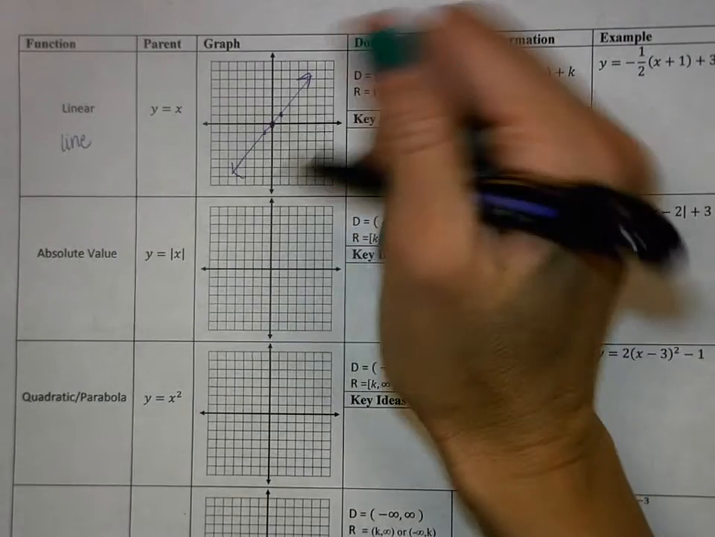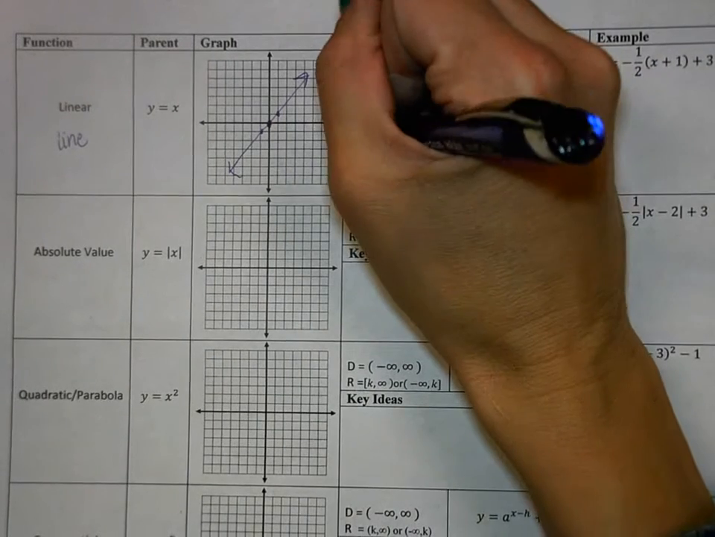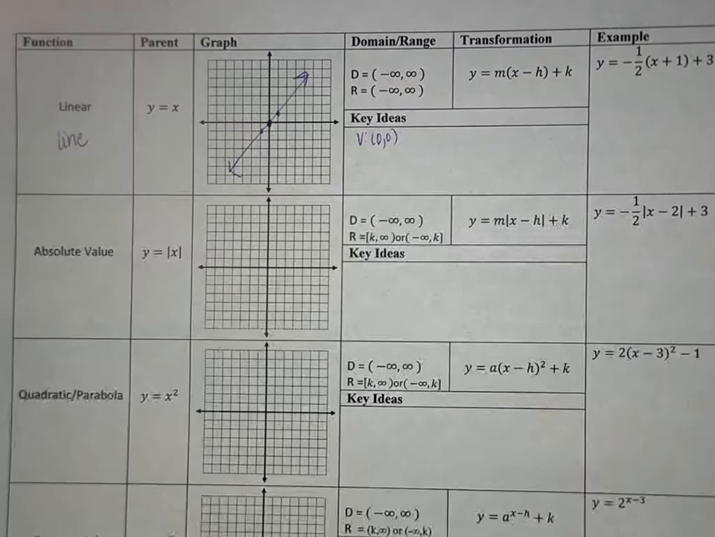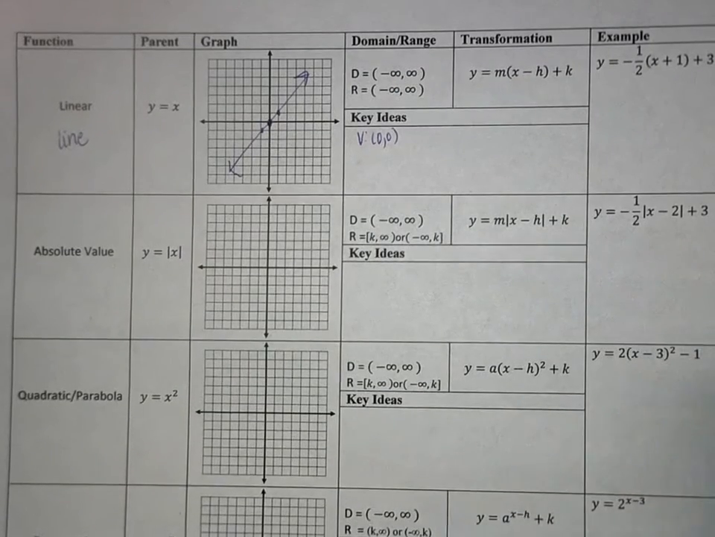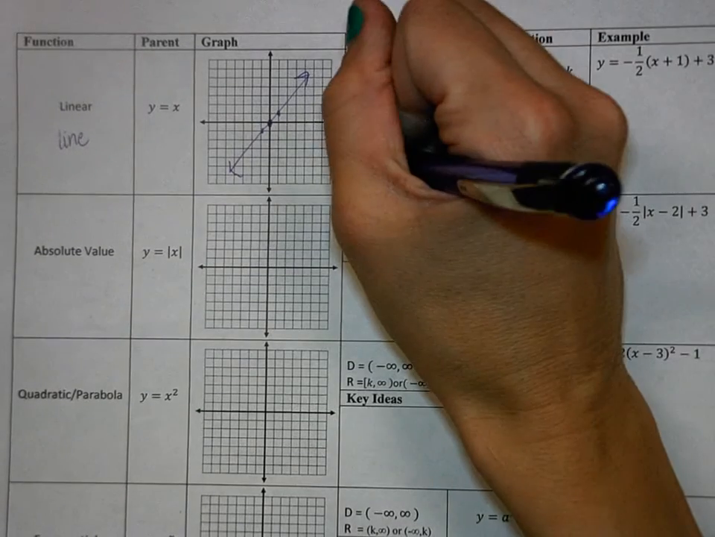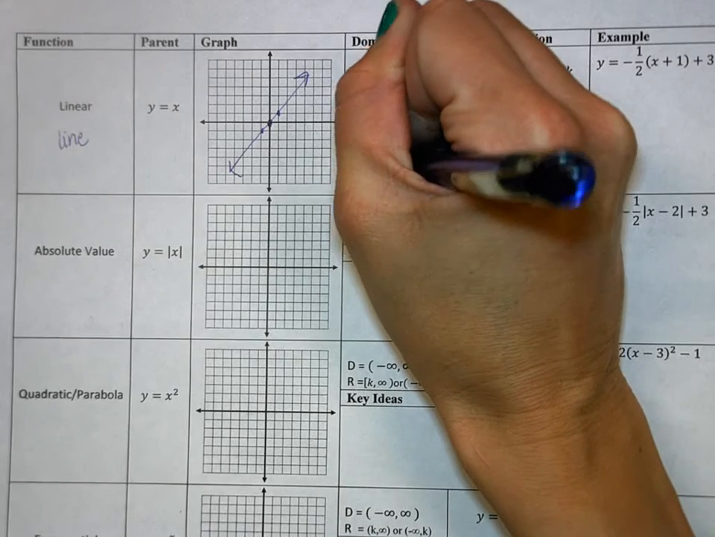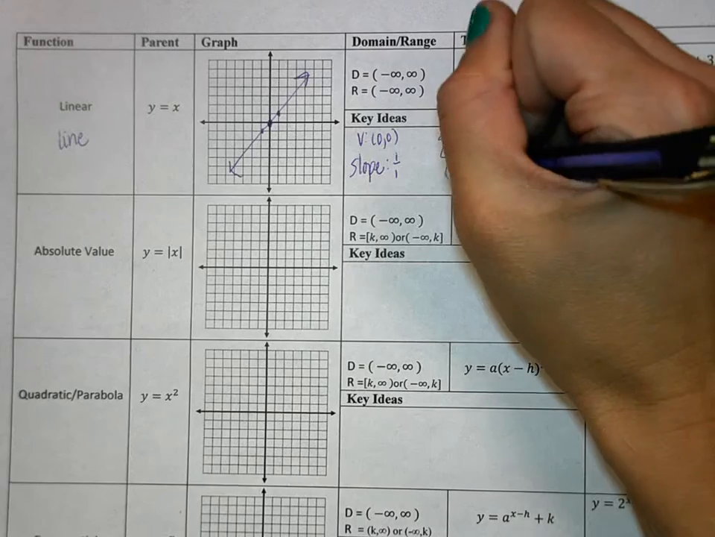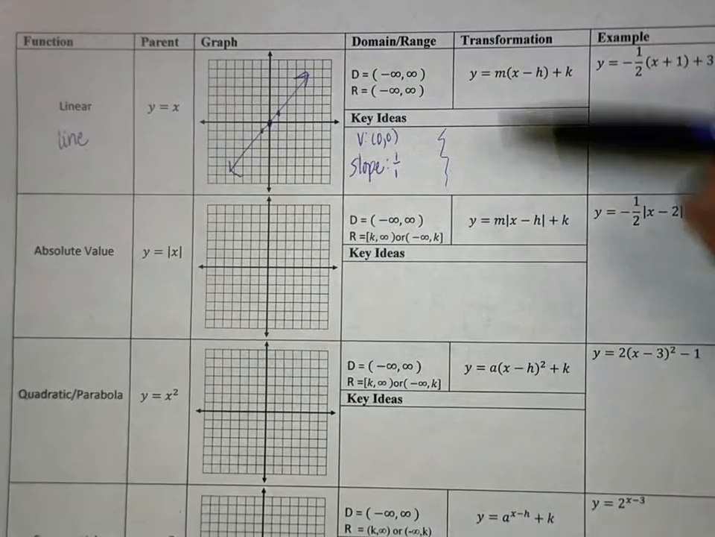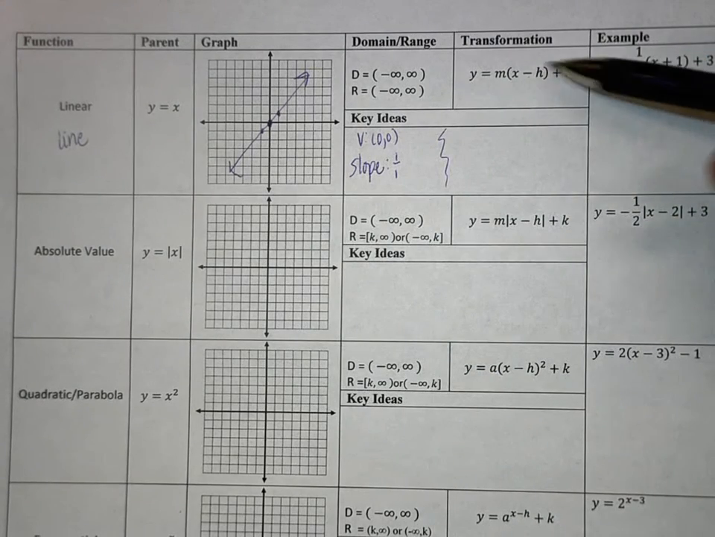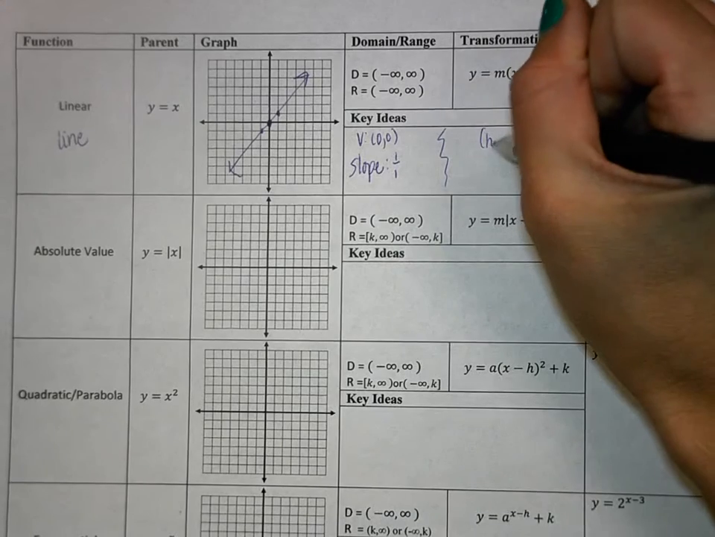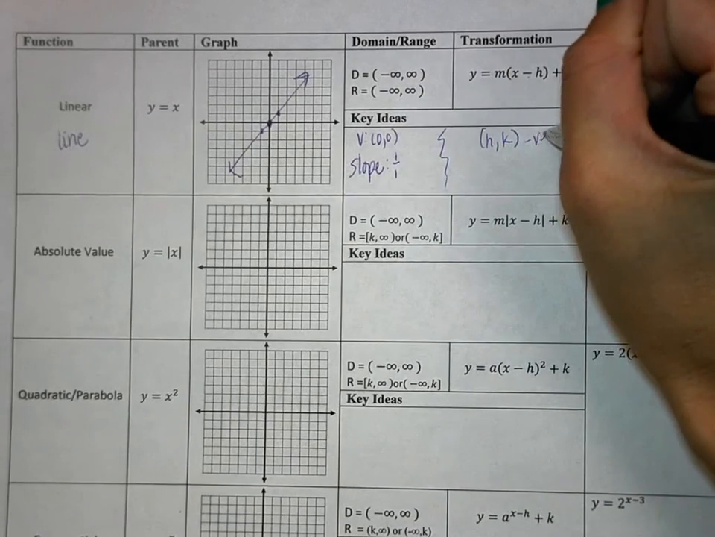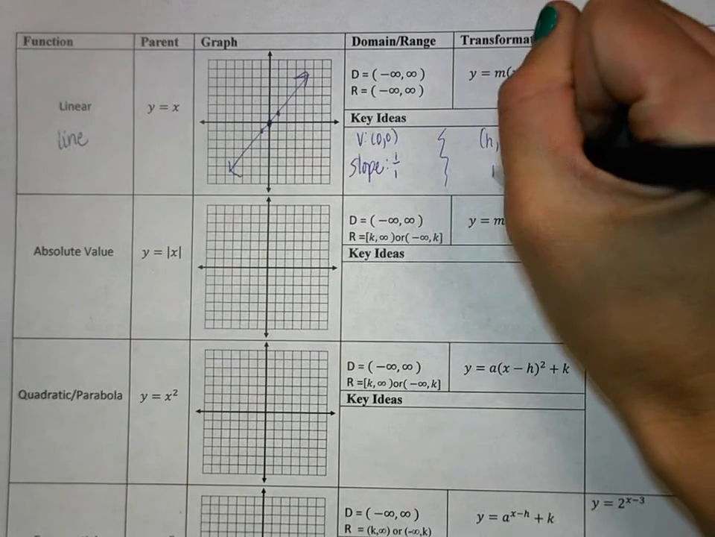Some of the key ideas for this one are that our vertex would be at 0, 0. Even though it's not a vertex, we can think of it as a vertex because each of these are in vertex form. And then also that you have your slope, which is our 1 over 1 in this case. When it comes to your generic equation, again here you would have your vertex, which would be h comma k, and then you have your slope, which is your m.